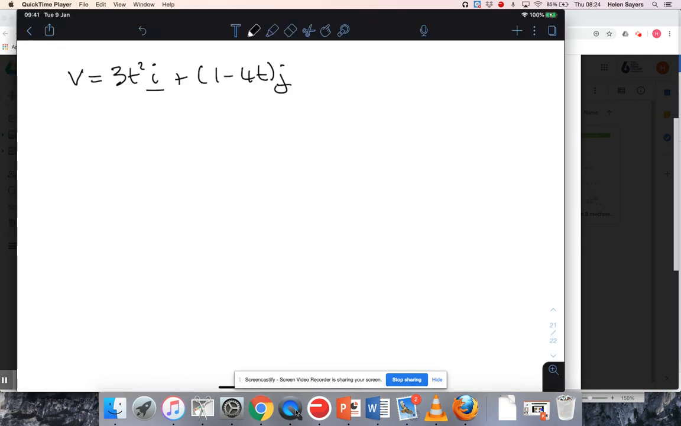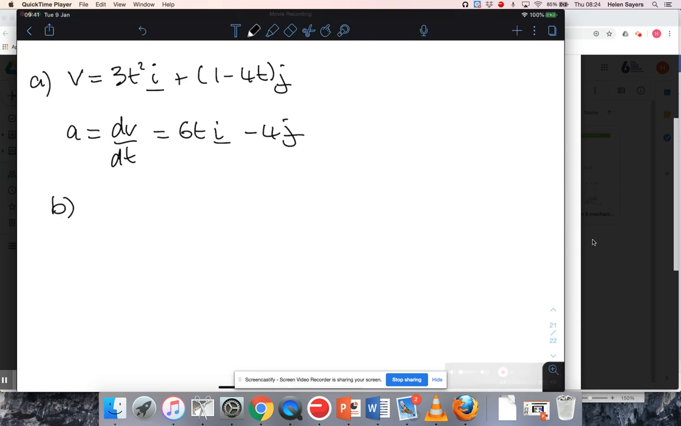So if I've got velocity and I want the acceleration, that is the differential of velocity, and I can just differentiate the coefficient of i and j separately. So 3t squared is going to differentiate to 6t, and 1 minus 4t is just going to differentiate to minus 4. So there we go. So that's part A.